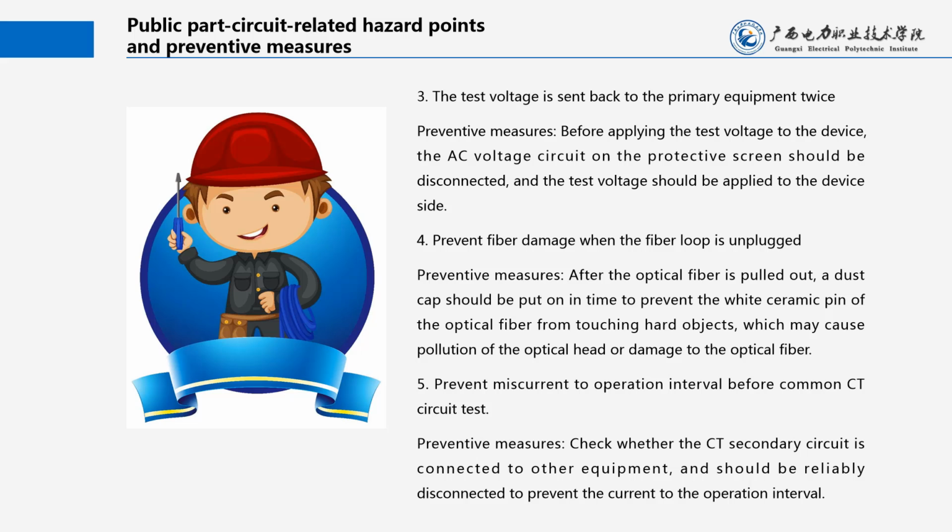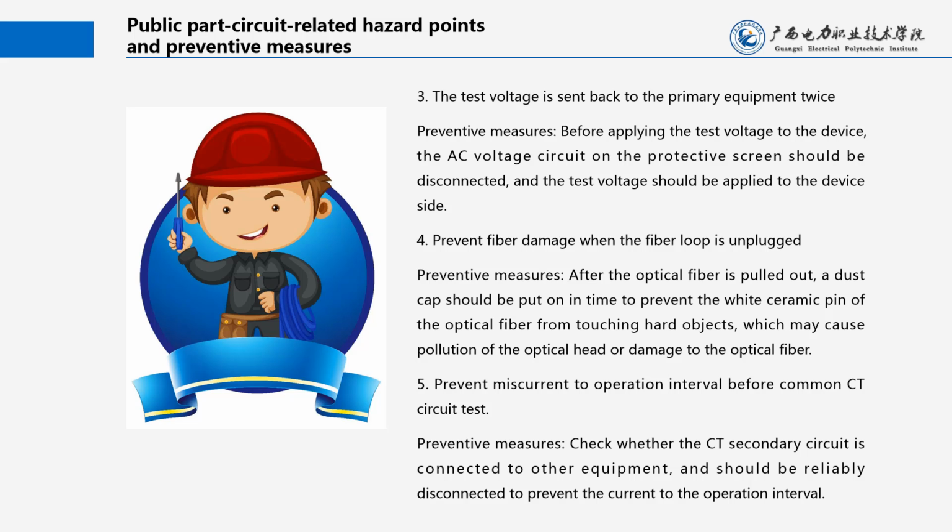3. The test voltage is sent back to the primary equipment twice. Preventive measures. Before applying the test voltage to the device, the AC voltage circuit on the protective screen should be disconnected, and the test voltage should be applied to the device side.